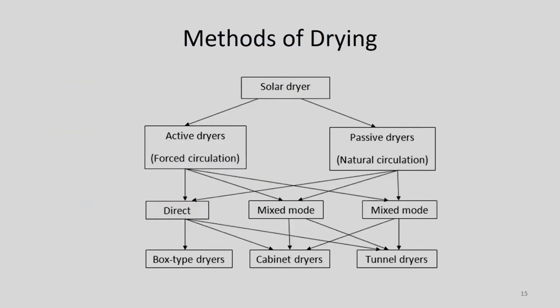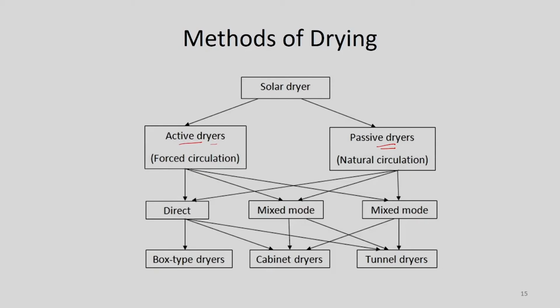Let us discuss the methods of drying. There are different methods of drying. Primarily it has two divisions: active dryers and passive dryers. Active dryer means you need to supply some kind of force externally, and passive devices are something like natural circulation.